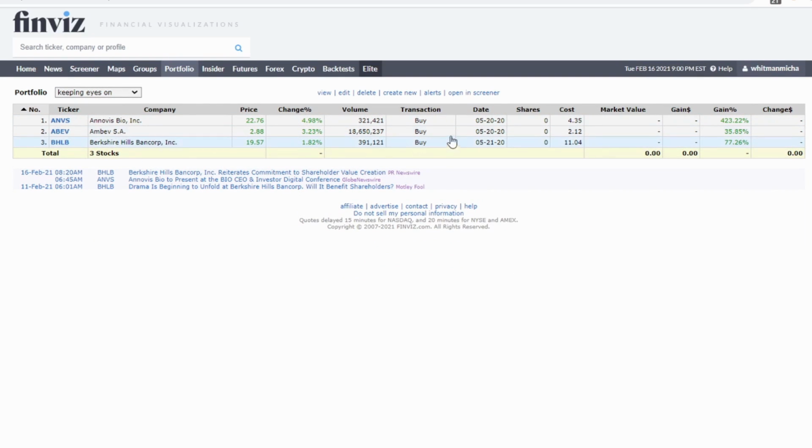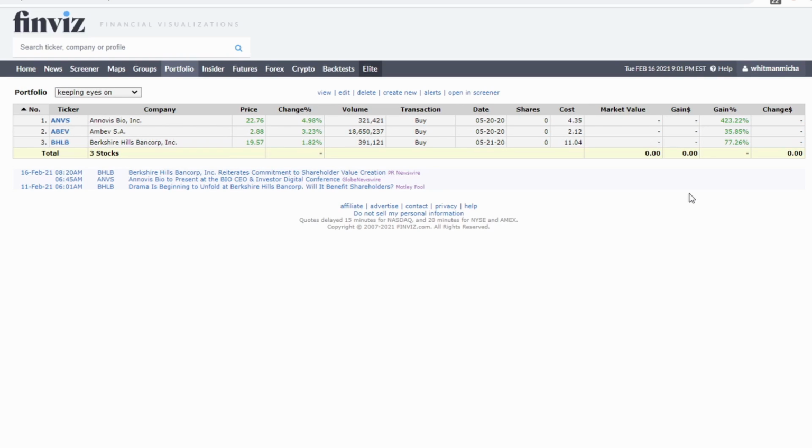Let's see. And you can see back in May, a month before, you can see a 423% gain, 35% gain, and 77% gain. And this is why part of me always says, hey, you guys don't have to become day traders. I know a lot of you guys are very enthusiastic about making money in the market. But if you would have just waited 7-8 months, you could have had 423% back on that investment, 35% on another investment, and 77% on another investment.